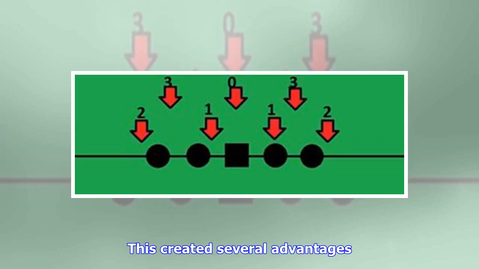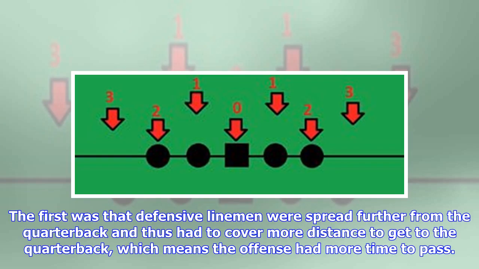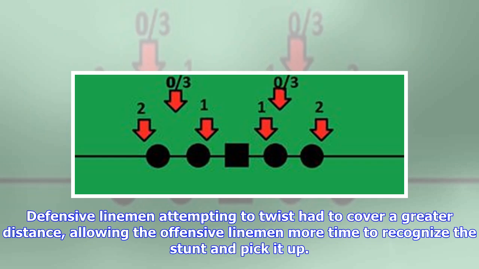This created several advantages. The first was that defensive linemen were spread further from the quarterback and thus had to cover more distance to get to the quarterback, which means the offense had more time to pass. Defensive linemen attempting to twist had to cover a greater distance, allowing the offensive linemen more time to recognize the stunt and pick it up.